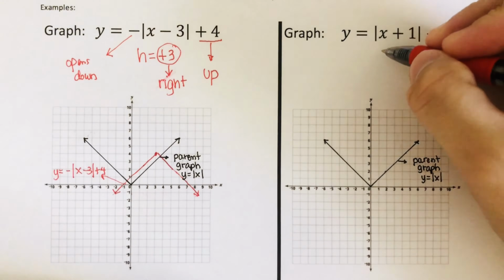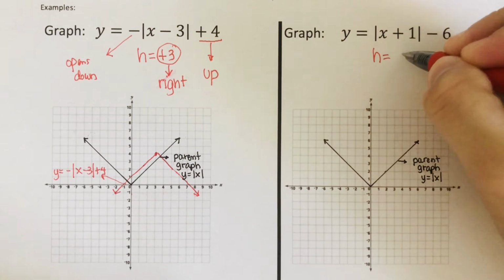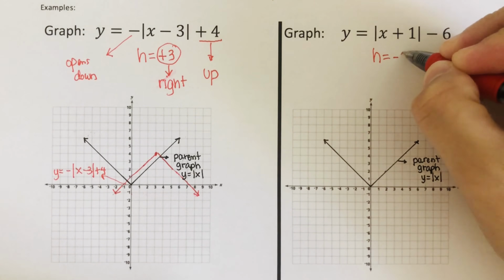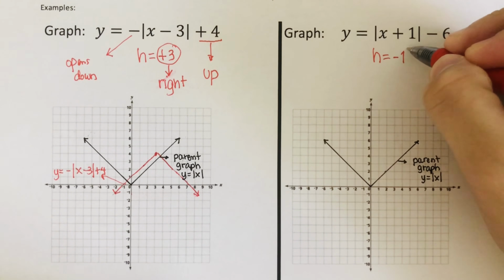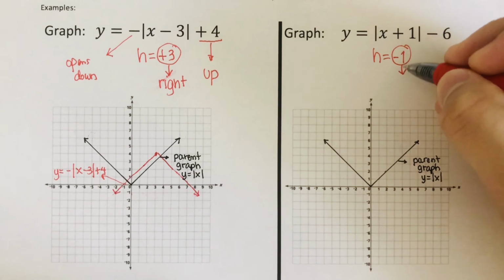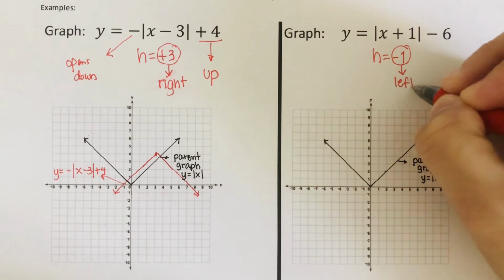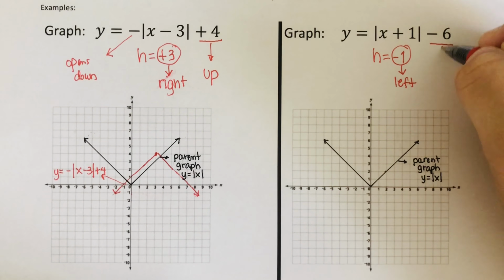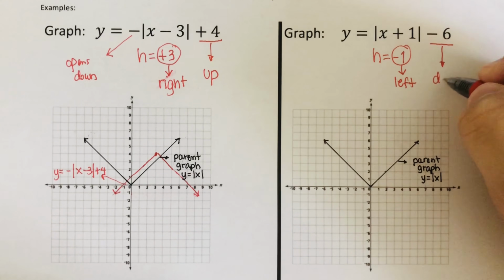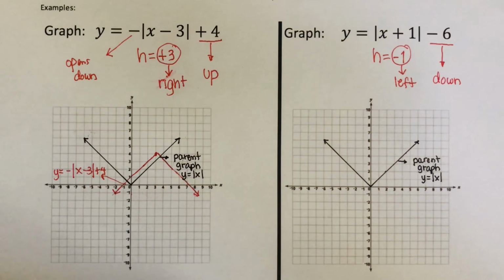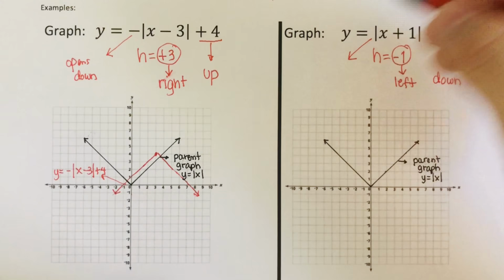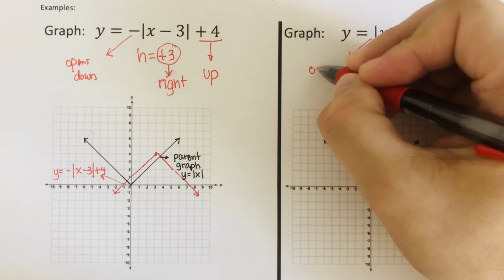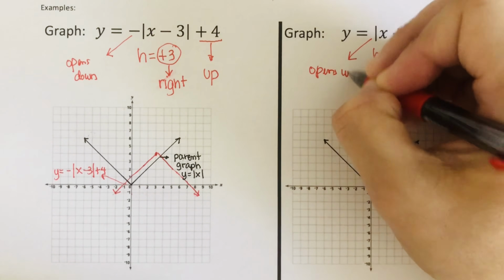Now let's move on to the third one right here. So again, our h here is we switch this, so h is actually negative 1. And so this is telling us that we are moving 1 step to the left, and this is a negative 6. It's telling us that we are moving 6 steps down, and since that is a positive, this is telling us that this opens up.